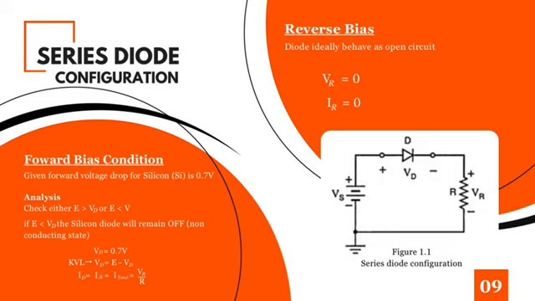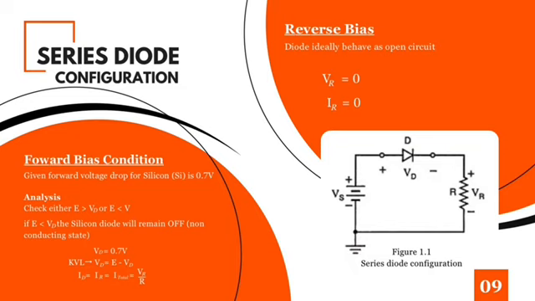The equation says that the voltage drop across the diode is equal to the supply voltage minus the voltage drop across the diode itself. In simpler terms, this means that the voltage across the diode is determined by subtracting the diode's voltage drop from the total supply voltage. This shows us how the voltage is distributed across the diode and the rest of the circuit when the diode is in a forward biased condition.